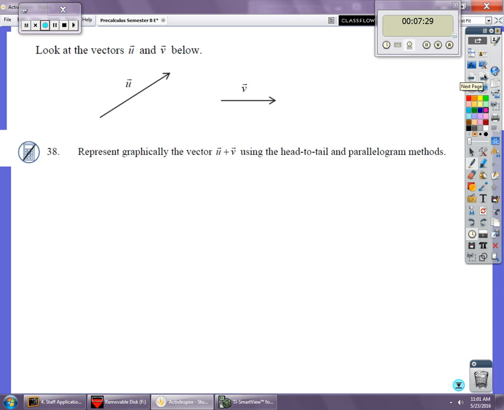Okay, represent graphically the vector u plus v using head to tail and parallelogram method. So graphically, remember, vectors show direction and magnitude. The magnitude is another word for length, and then the direction, is it northwest, or what is the degree, and whatnot. So using head to tail, and then once we'll do it with parallelogram.